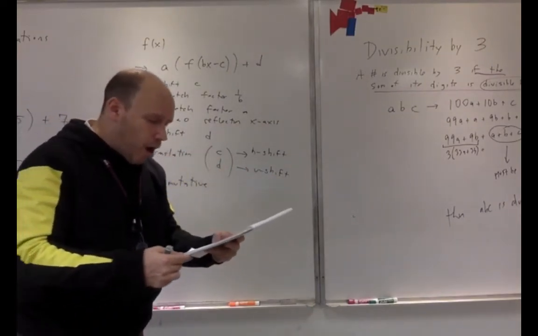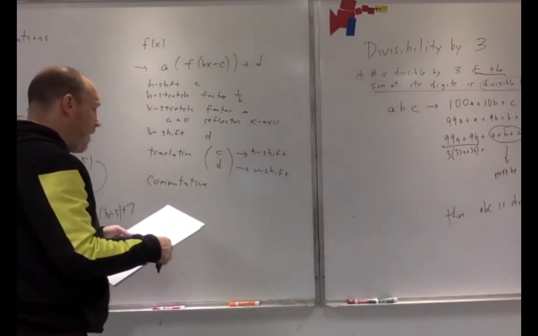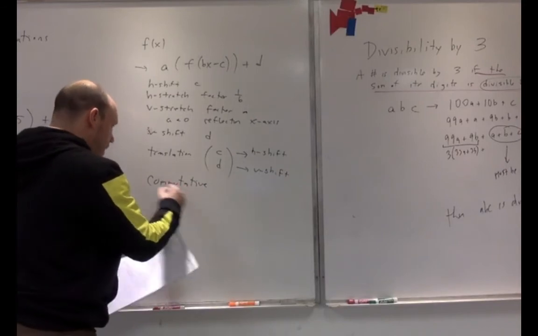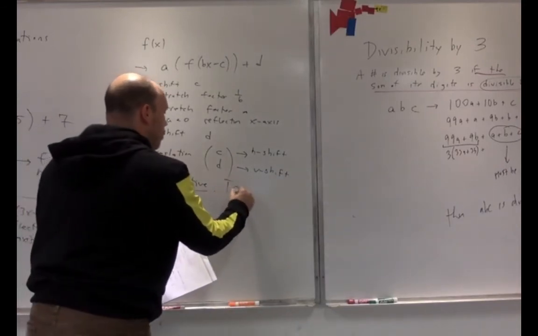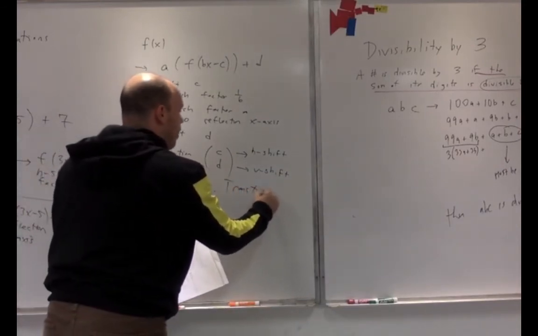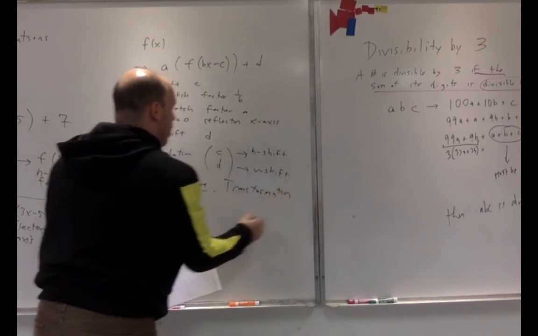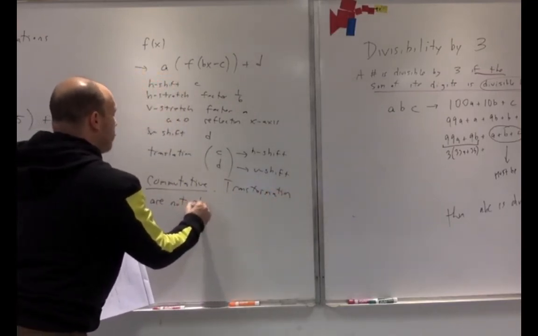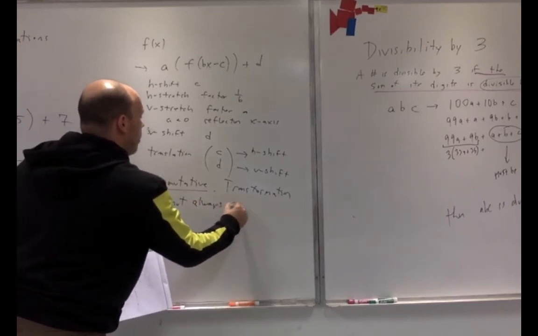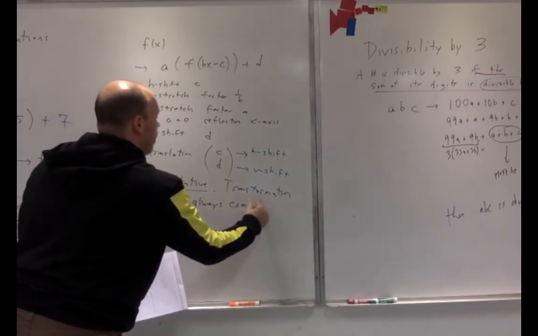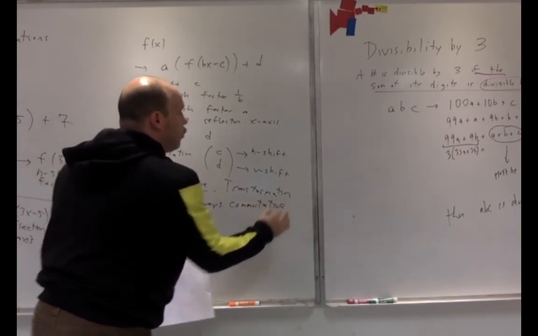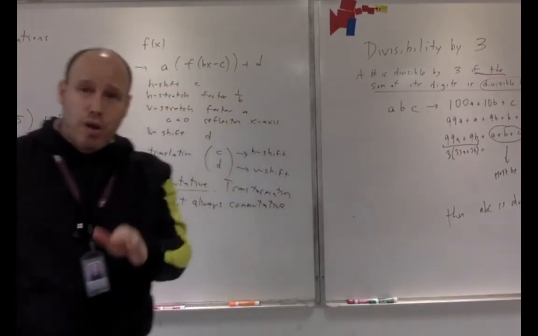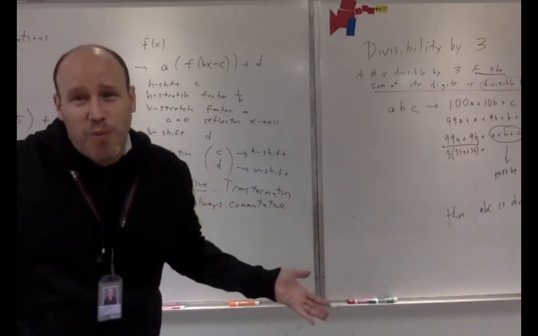Here's the thing. Transformations are not always commutative. Sometimes you can switch the order and it doesn't matter. Other times it does. Well, what's the rule behind that?